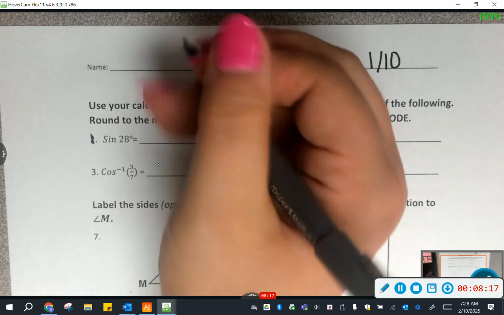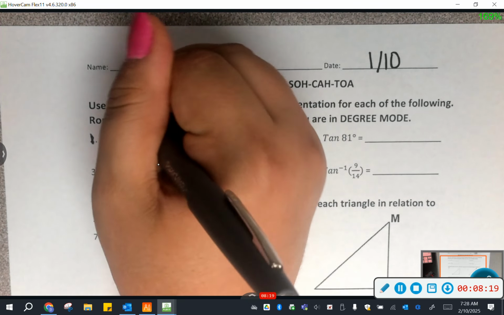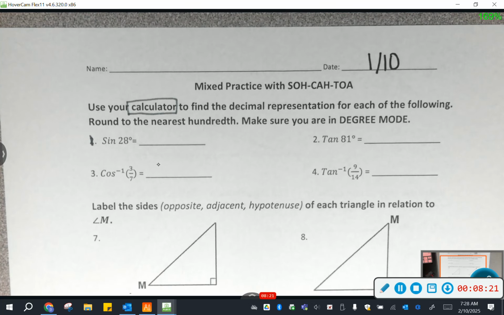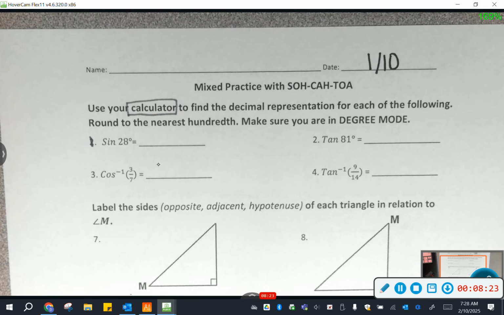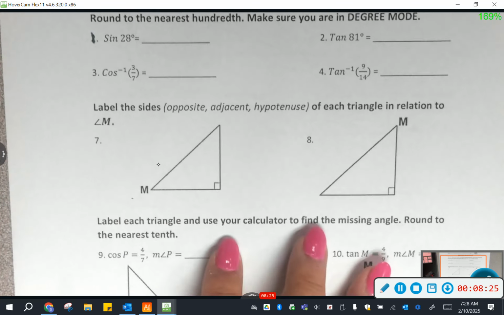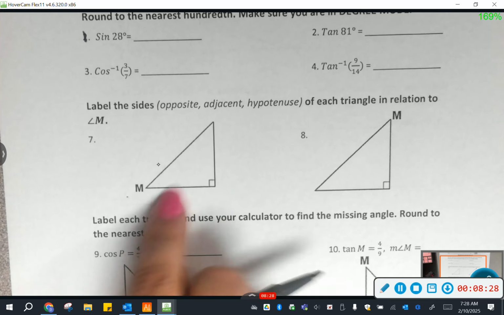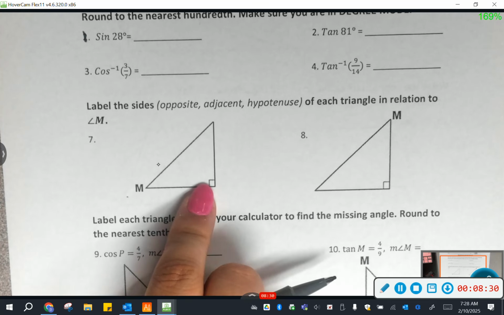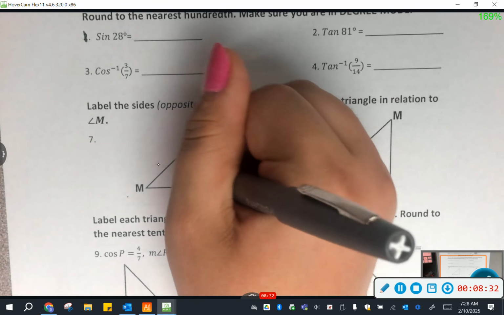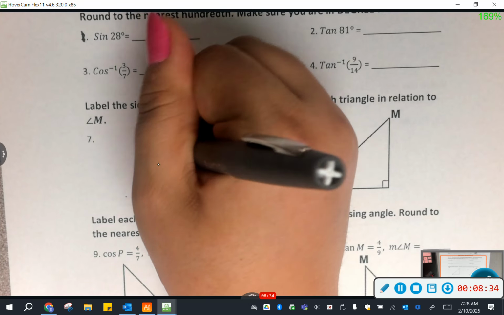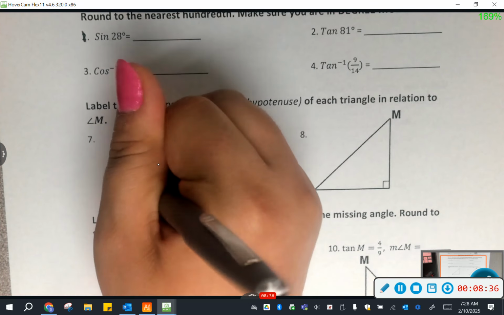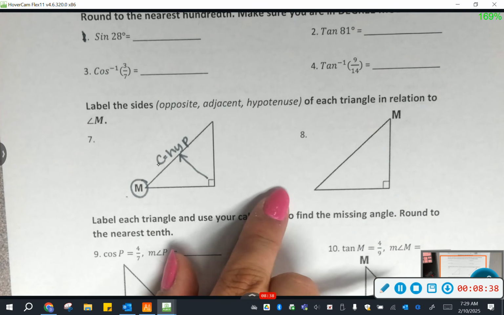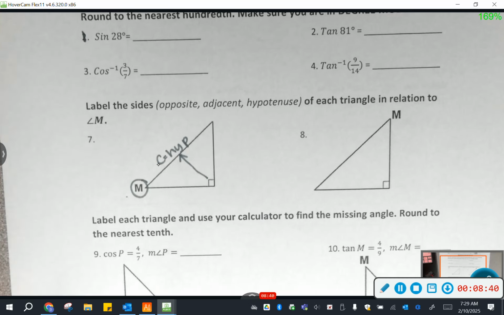All of these right here, everybody underline or box this word calculator. You're just putting 1 through 4 in the calculator. I'm not going to do that for you. These right here, you are just labeling. What do we always label first? So label the hypotenuse. According to your M, which side is opposite, which side is adjacent. That's all you're doing. Label them. Okay?